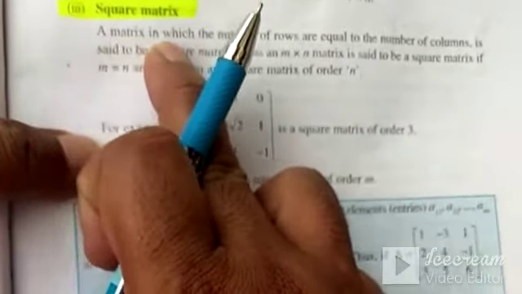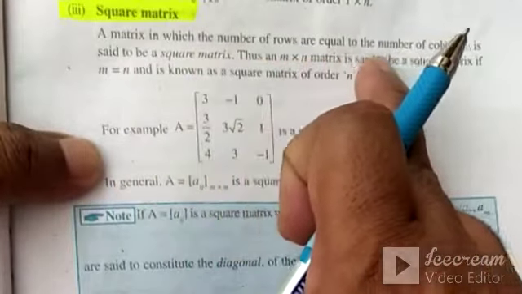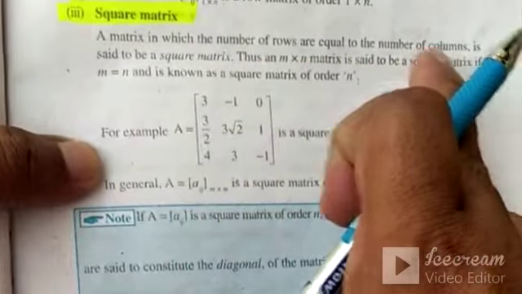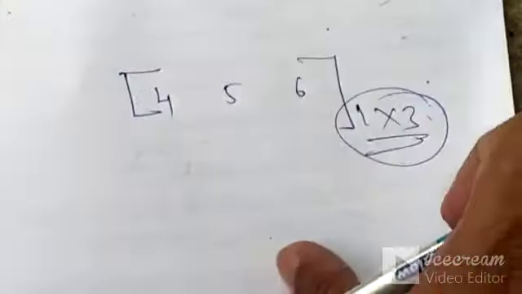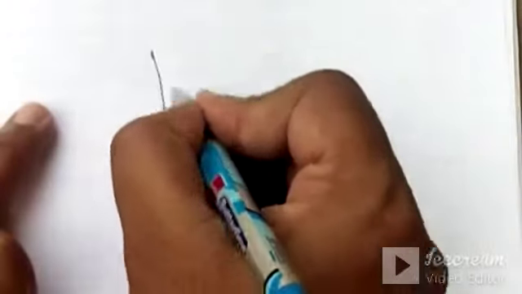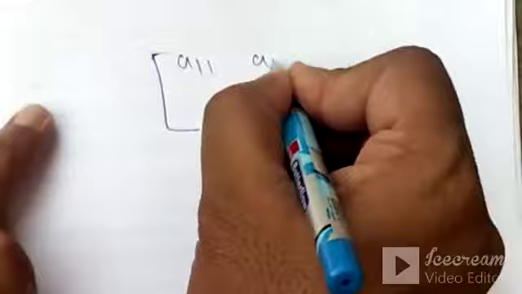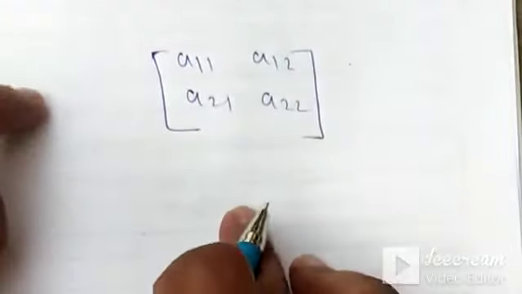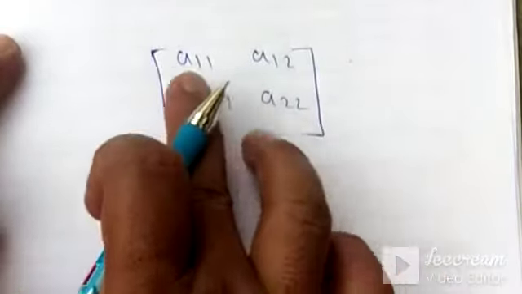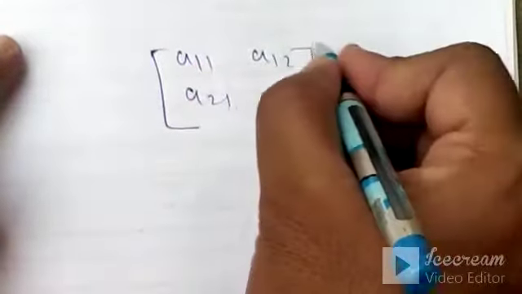A matrix in which the number of rows are equal to the number of columns is said to be square matrix. So remember students, number of rows and number of columns are equal. Number of rows equal to the number of columns. Such a type matrix we call square matrix. I will give an example here: A11, A12, A21, A22.